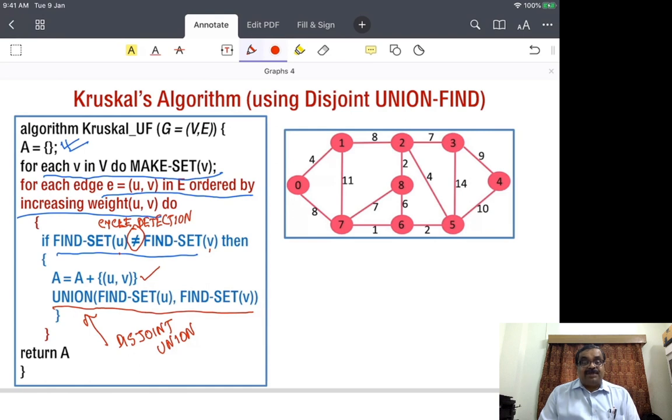And as we will be able to see, by using these disjoint union-find operations, we can also do Kruskal's algorithm in order E log V time. And there will be more efficient algorithms which could do it in order V log V time. But the disjoint union-find is a famous algorithm.